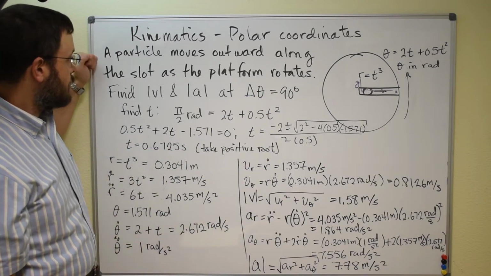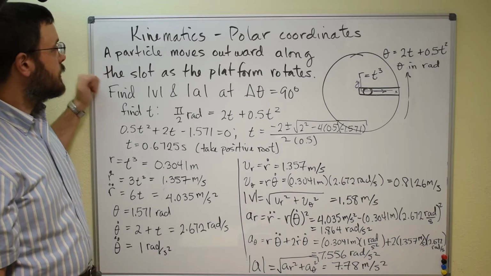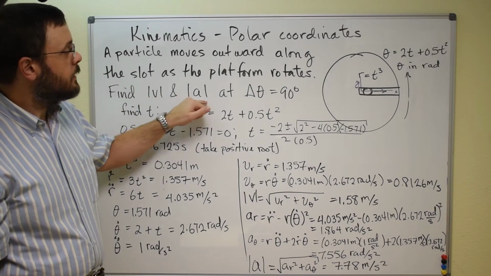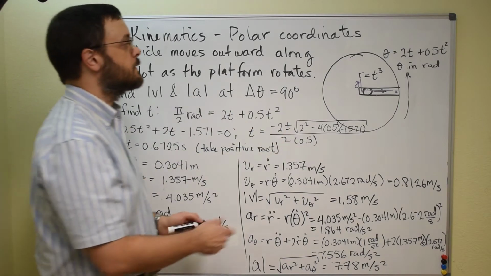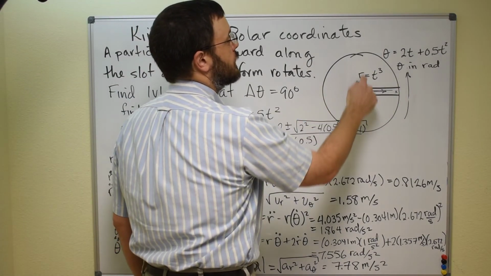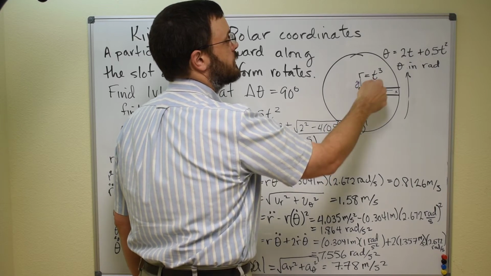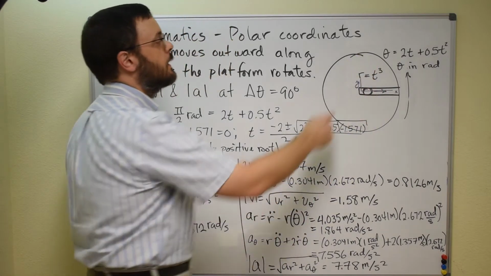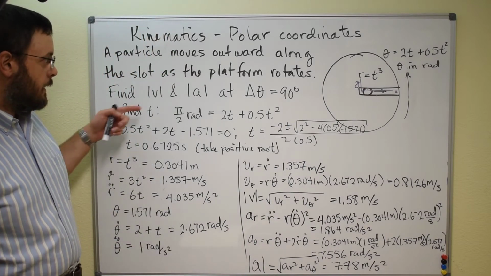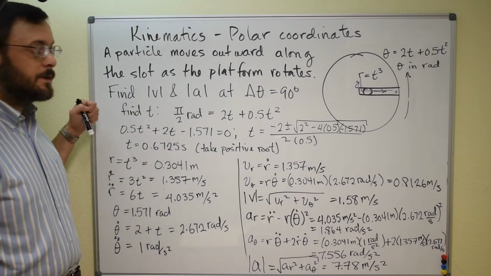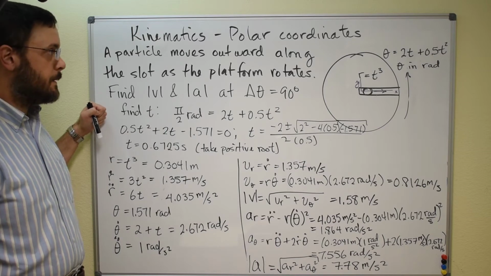And so the particle moves along the slot, the platform rotates. So we want to find the velocity and the acceleration when theta is equal to 90 degrees. So it starts out here, it's going to rotate up. So this particle is going to spiral out as it rotates up, and when it's up here, we want to figure out the velocity and acceleration.